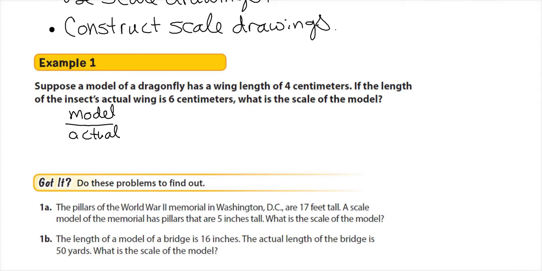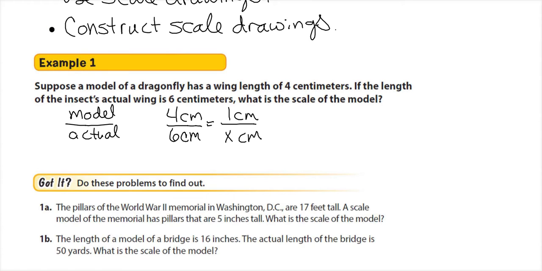So how big is the model? It says the model's length is 4 centimeters. So we'll do 4 centimeters, and then over the actual. So the actual is 6 centimeters. Okay, so it wants to know what the scale is. That's kind of like finding the unit rate. So we're trying to figure out on the model what 1 centimeter would equal compared to an actual real life. So we're going to do 1 centimeter here over x, and then in this case, it'll be centimeters.